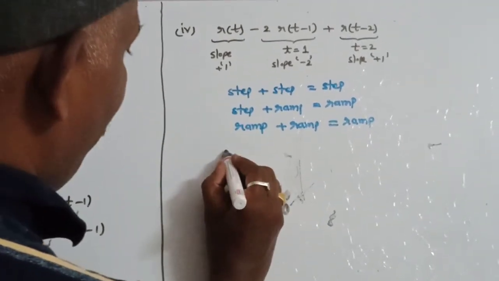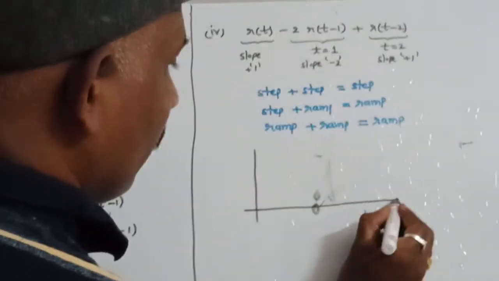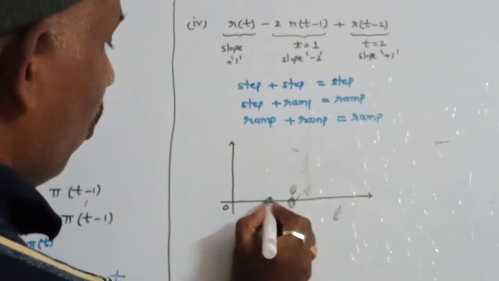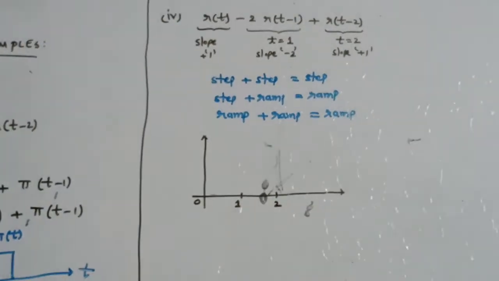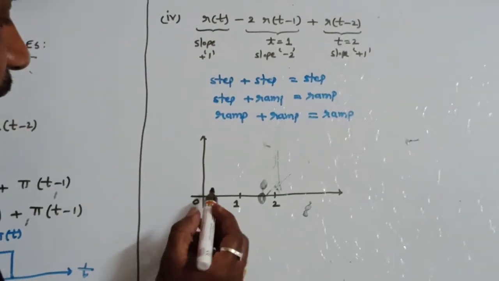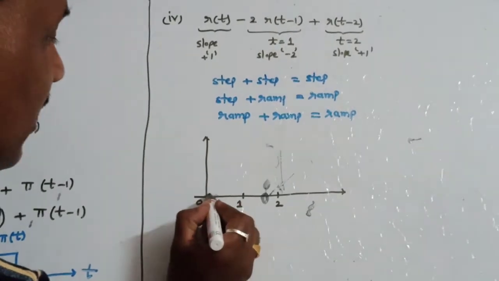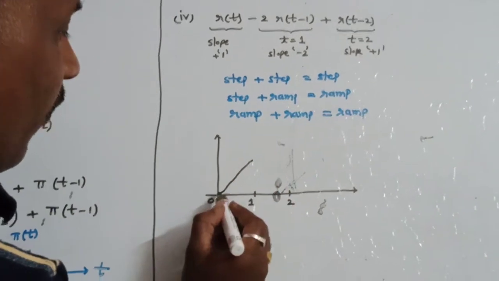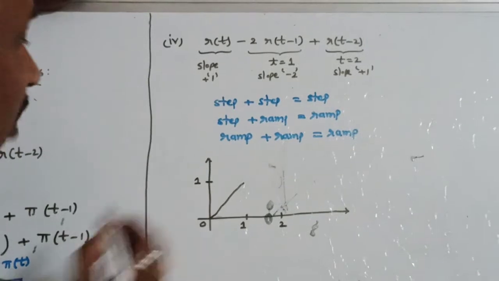So first draw, so this is the resultant signal. First mention the scale 0, 1 and 2. First draw r of t. Its slope is 1. That means for every unit the amplitude increases by 1 unit. So when the time comes 1, the amplitude reaches 1. So this is r of t.